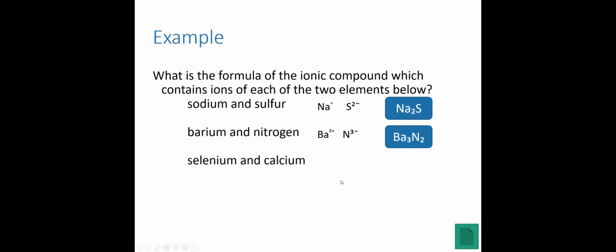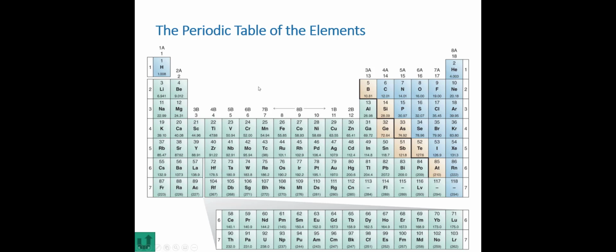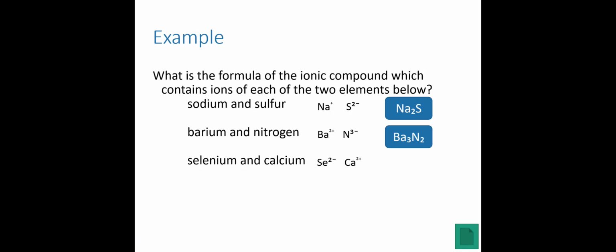Selenium and calcium. Selenium is in group 6A, so it's going to be 2-. And calcium is in group 2A, so it is 2+. So here's calcium in group 2A, it's 2+. Selenium is in group 6A, so it's 2-. Now hopefully you were not deceived into putting selenium before calcium, because remember the rule is the positive ion always comes first. So if we did crisscross, we would have calcium 2, selenium 2. The problem with that is those are both divisible by 2. So we divide both of those numbers by 2, and that gives us this as the formula for calcium selenide. So calcium 2 plus, selenium is 2 minus.